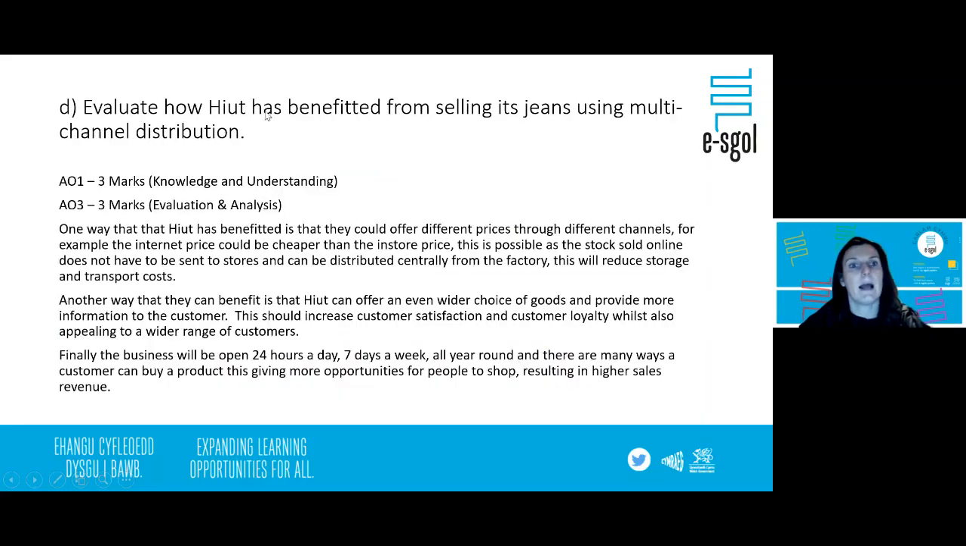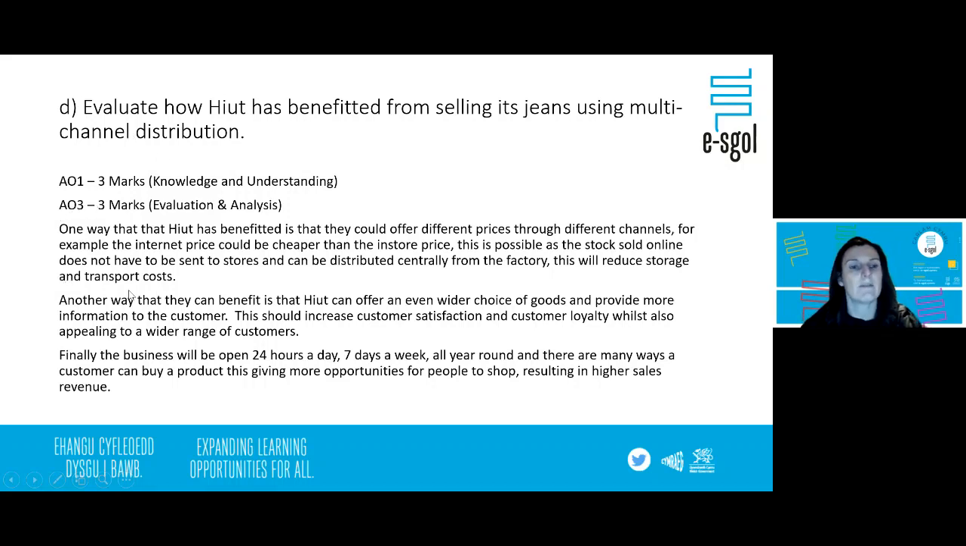Okay, so the next question, and again, is 6 marks. It says: evaluate how Hyatt can benefit from selling its jeans using multi-channel distribution. So with this one, it is 3 marks for your knowledge and understanding and 3 marks for your evaluation and analysis. Because it's an evaluation question, especially if it's a 6-mark question, you generally will find that evaluation and analysis, AO3, will be marked quite highly.